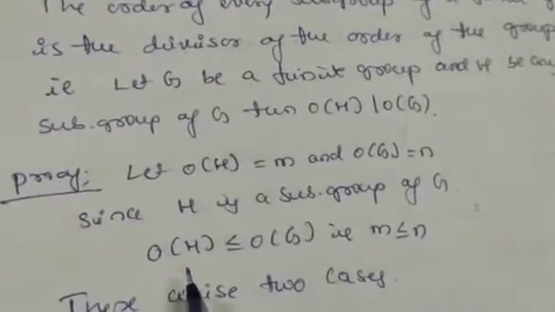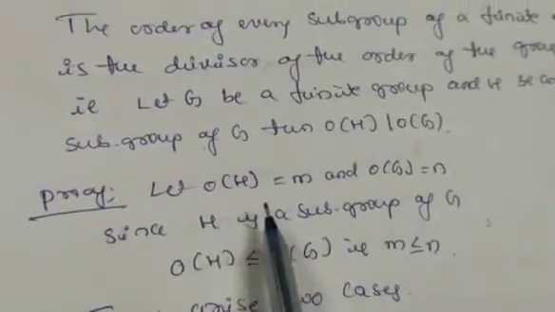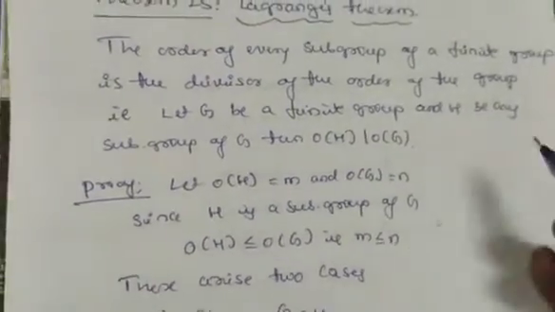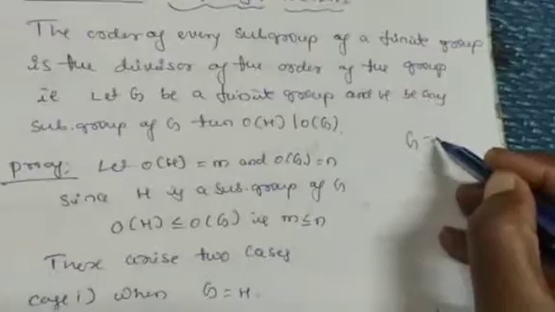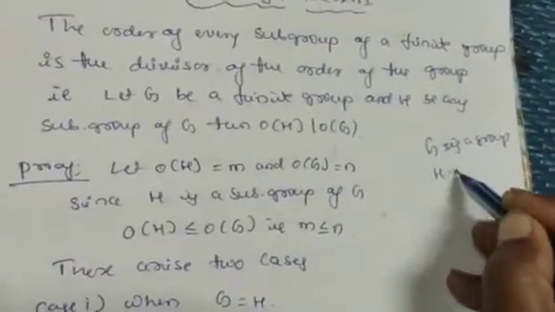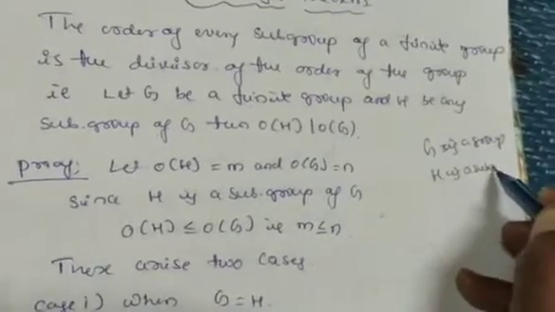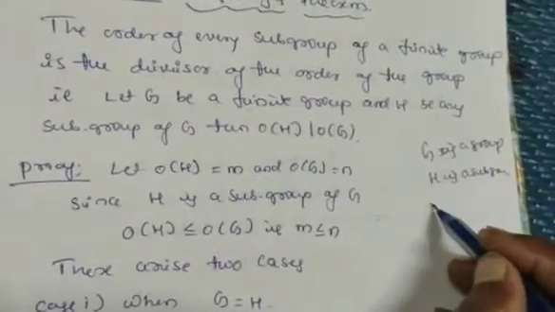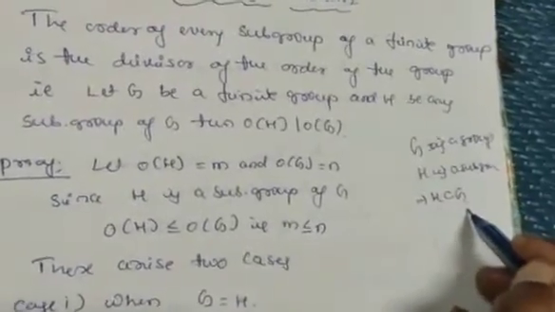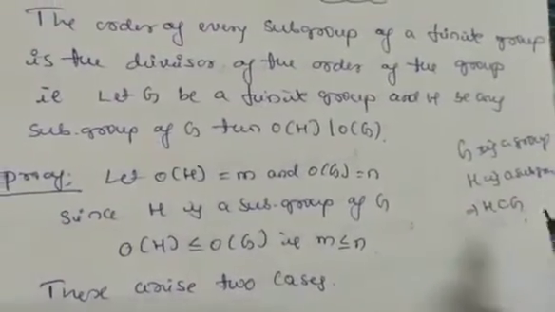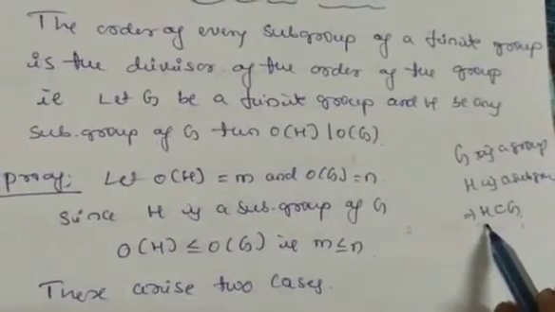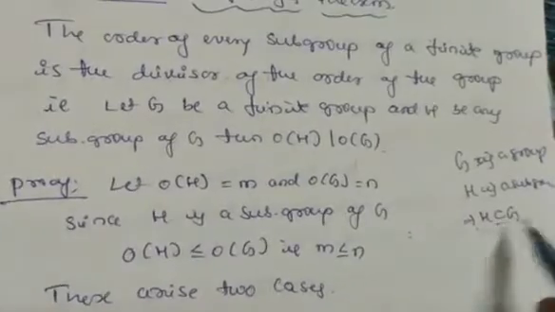Let us take the proof. Let order of H be equal to M and order of G be equal to N. So what we have here? Here G is a group and H is a subgroup. Subgroup means that H is contained in G, that is, H is a subset of G. Subgroup means it is a subset of G, so it contains some elements.